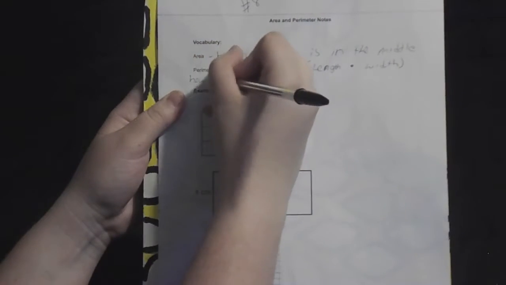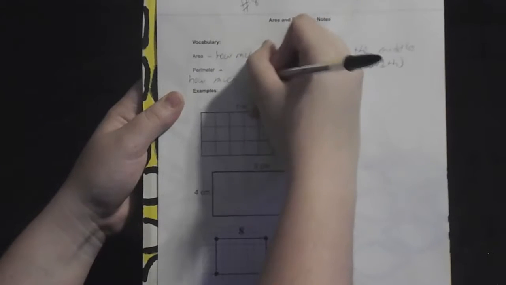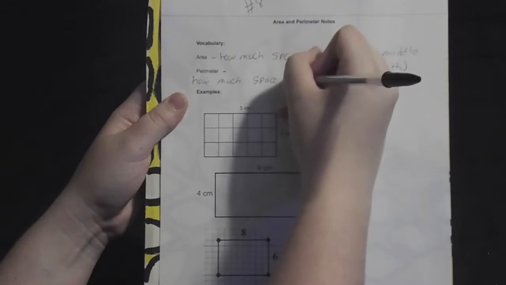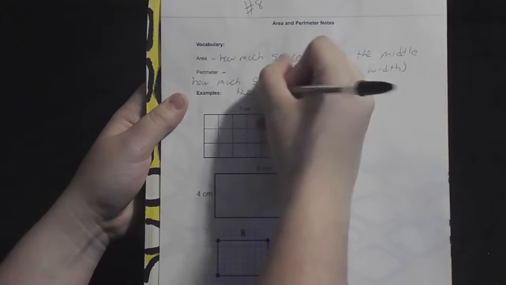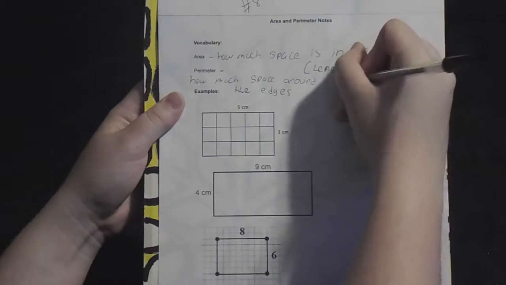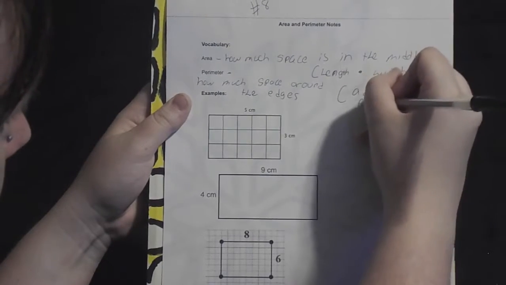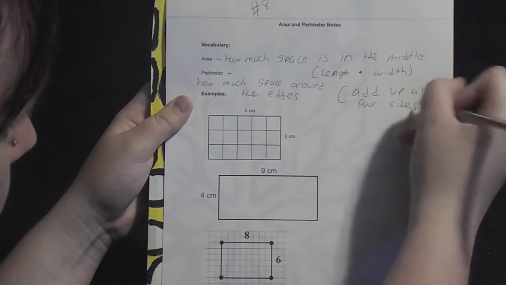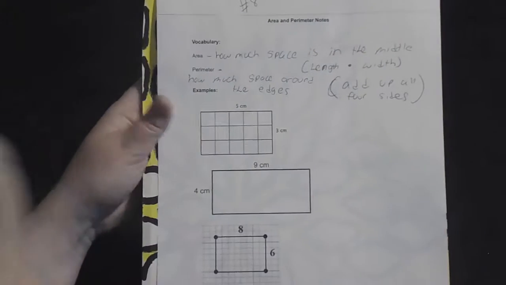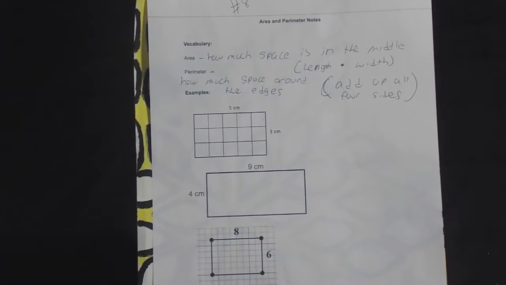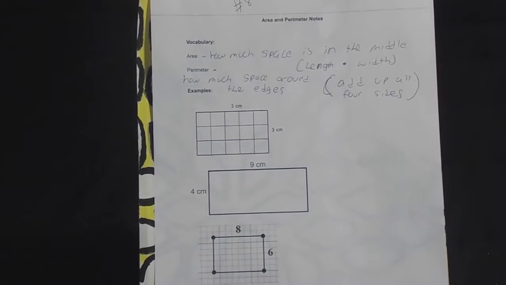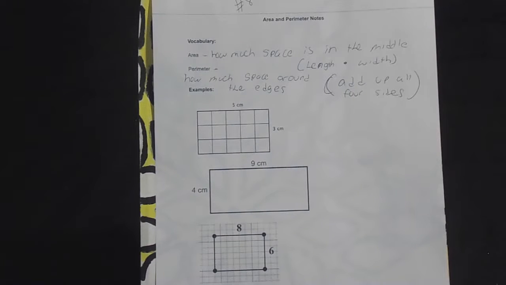And then perimeter was how much space is around the edges. And to that you add up all four sides. Okay? So we have some really easy examples just to quickly remind us how to do this.